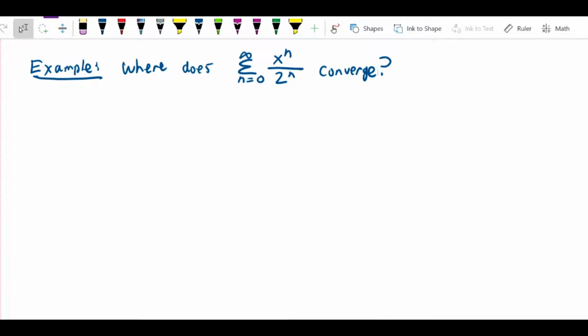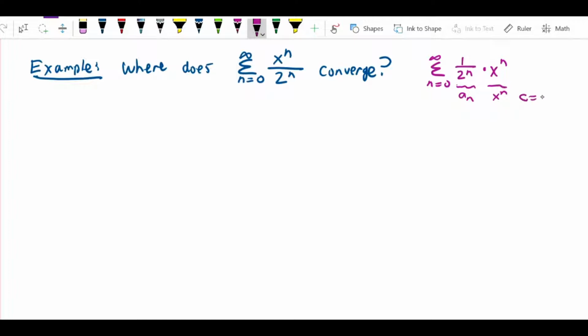So here's an example of a power series, and we're going to ask where this power series converges. By the way, let's just make clear what sort of power series this is. I could rewrite this as the sum from n equals 0 to infinity of 1 over 2 to the n times x to the n. So that makes it clear that this is going to be our a_n, and this is our x to the n term.